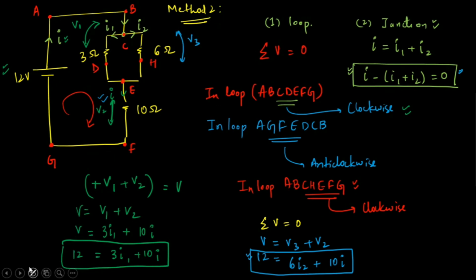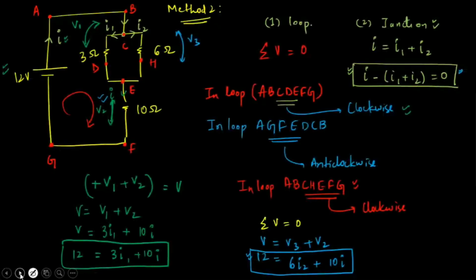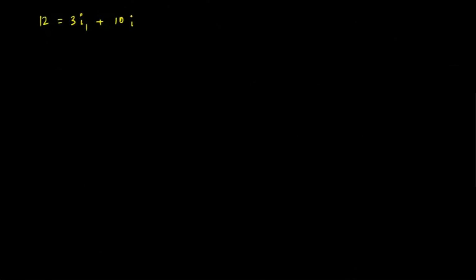So let us try to solve these equations. First of all, let's write what equations we got. So we got 12 is equal to 3I1 plus 10I. Similarly, apart from this, we got the equation 12 is equal to 6I2 plus 10I.